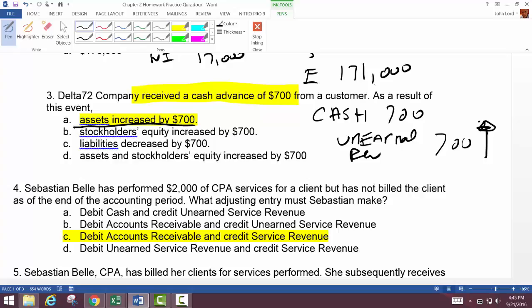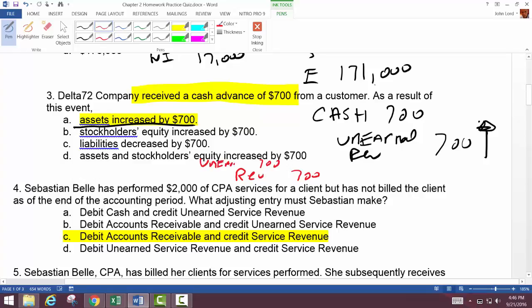Okay. What happens when I now provide the person the service? What should I do? I go ahead and provide the service now. Can I recognize that revenue? So if I provide the service, I credit revenue for $700. I have to debit something, don't I? What do I debit? The unearned revenue.